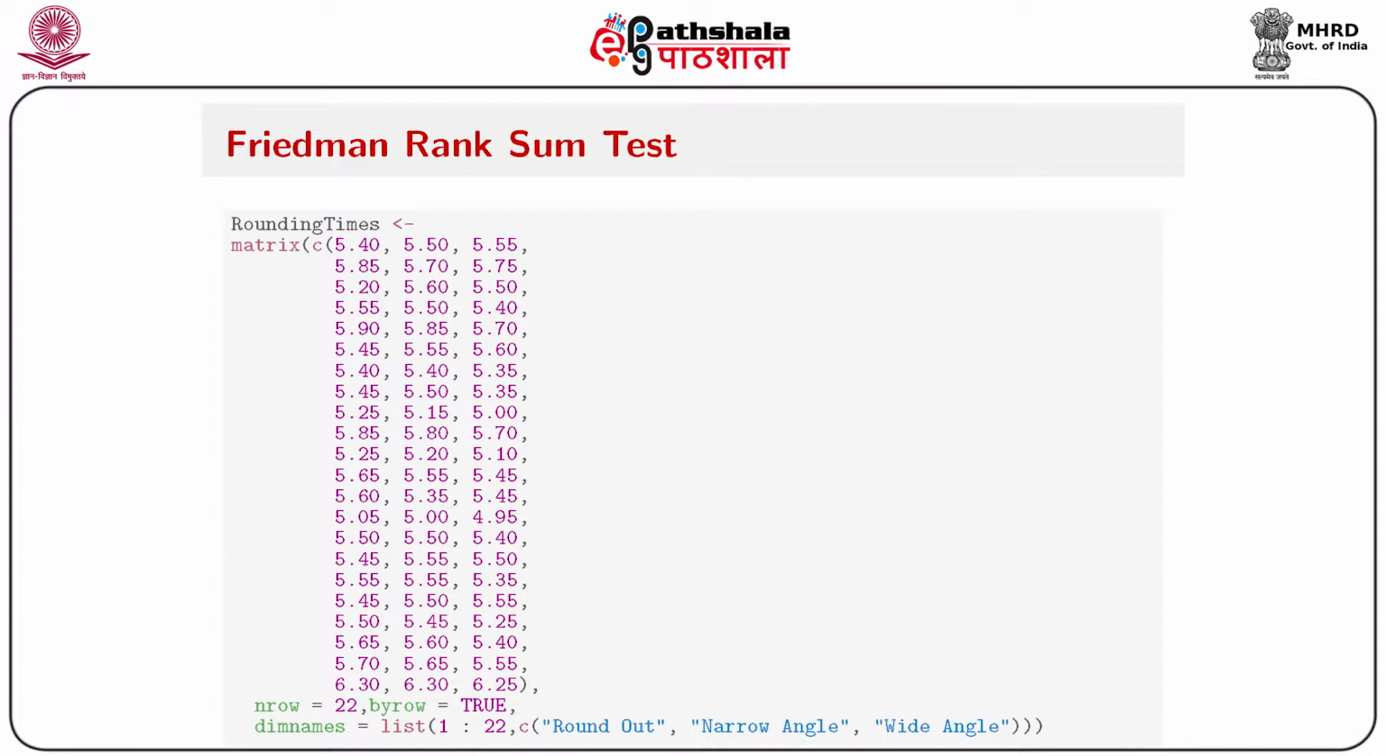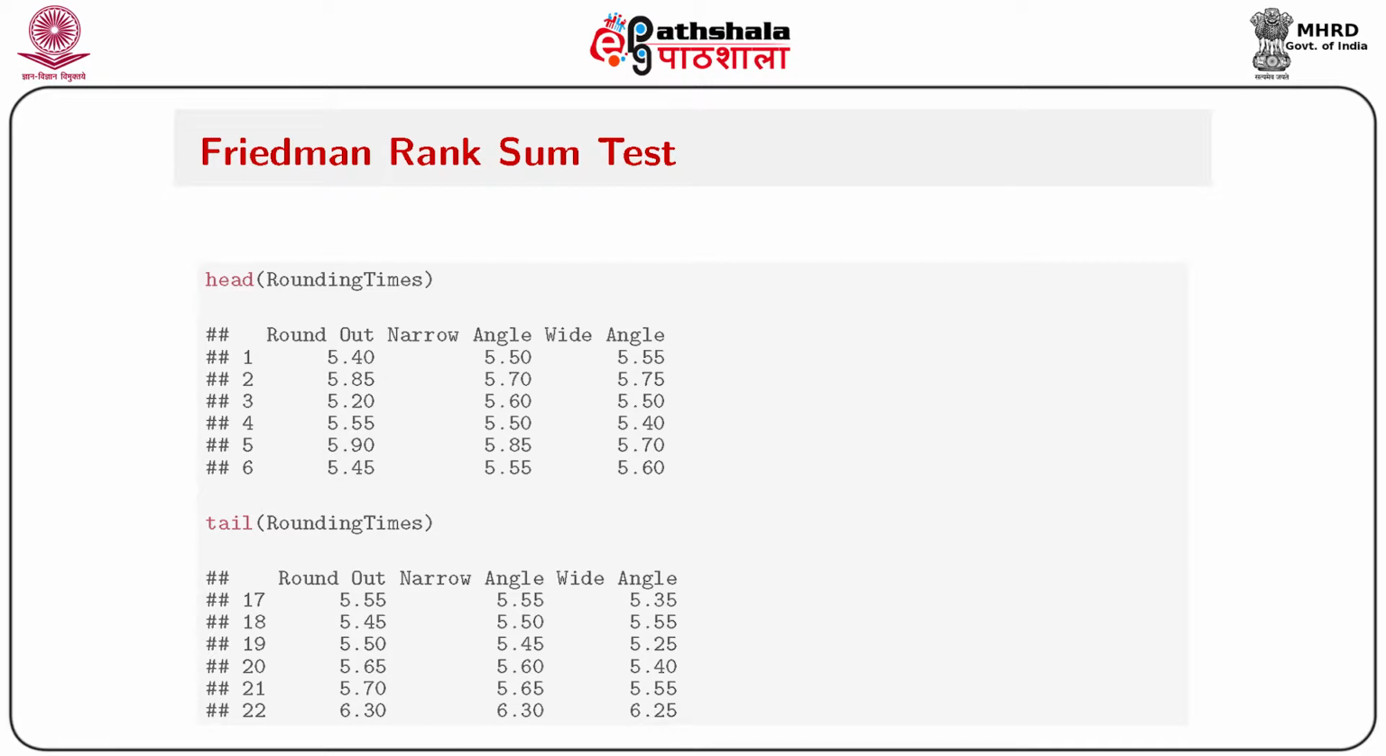There are 3 columns: the first one is round out, the second one is narrow angle, and the third column is wide angle. The names have also been given there. So the total number of rows is 22. If you look at the data, the head of the rounding time data frame looks like this, and the tail looks like this. In total, 22 data points are there.